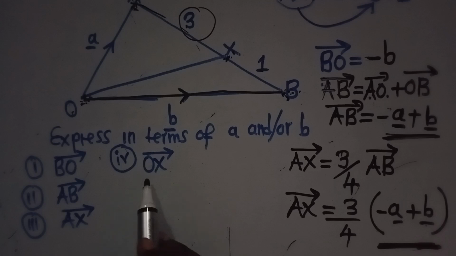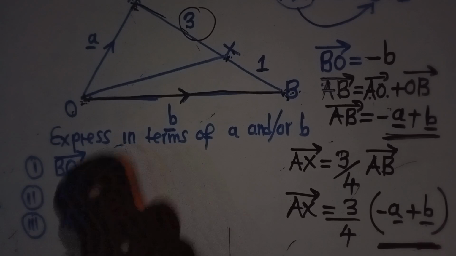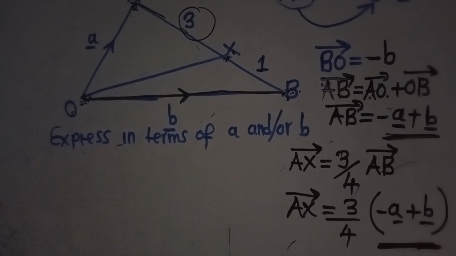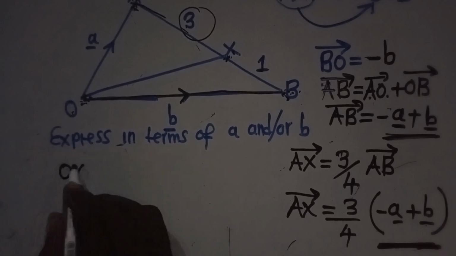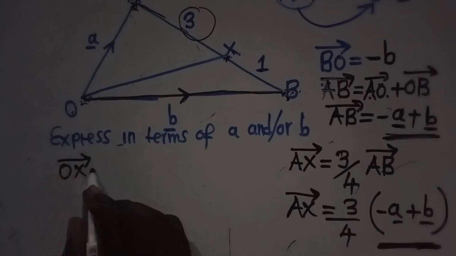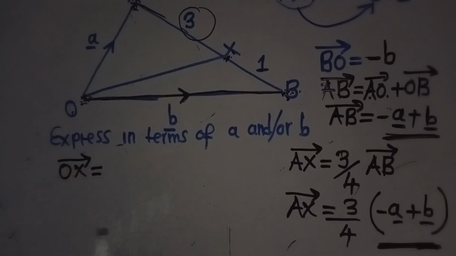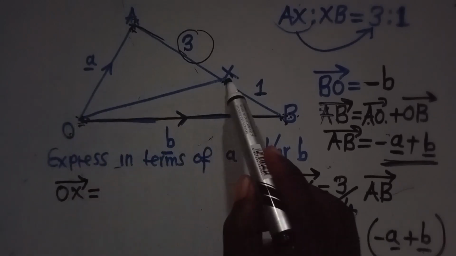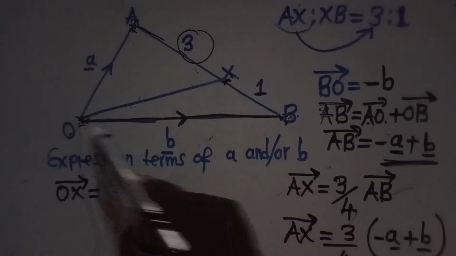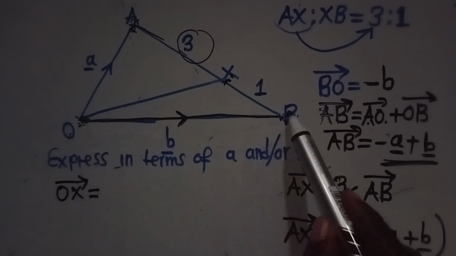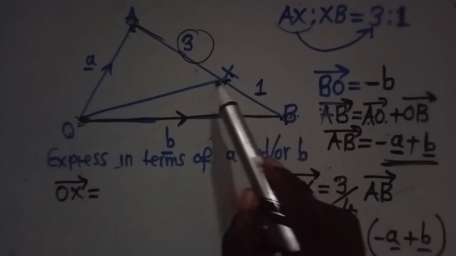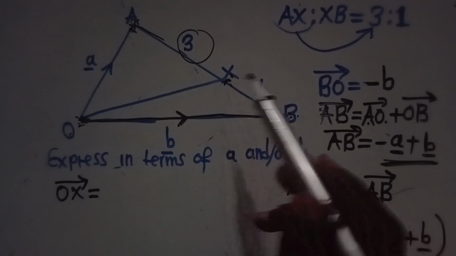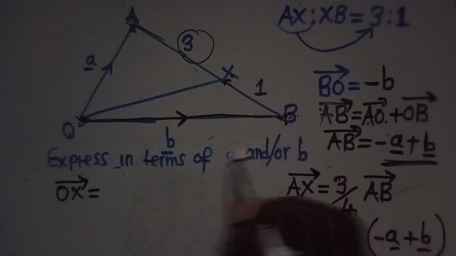I move to this one. I'm told to find OX. So I'm on the last one now, where I'm told to find OX. How can I find OX? So how do we find OX? So this is now what you are going to do. So you say, okay, I want to find OX. I can say OBX. The next question is, do you have BX? No, avoid this. You can't go this way.